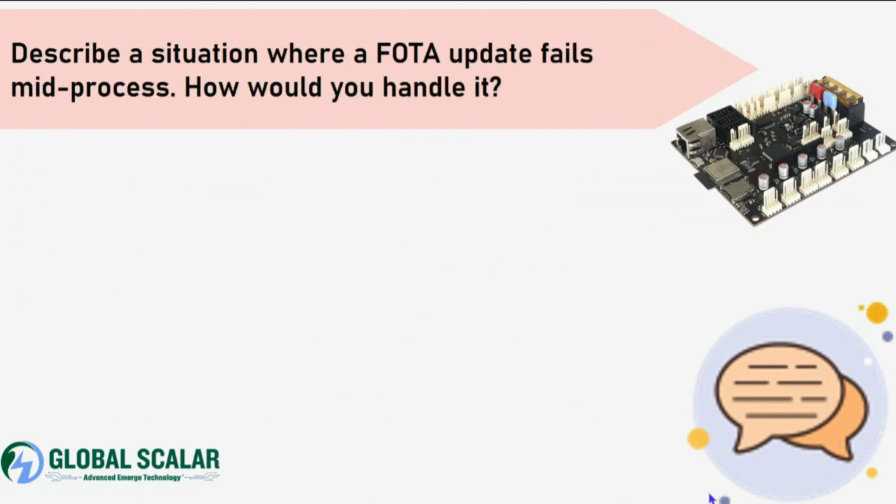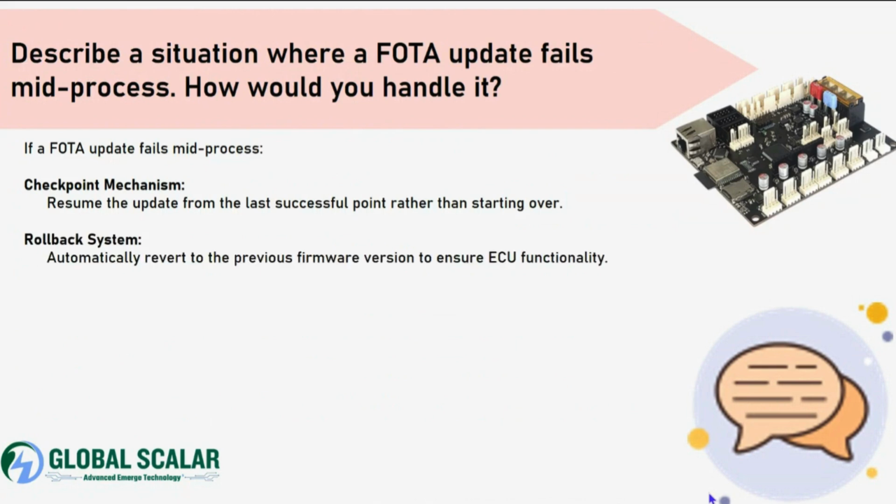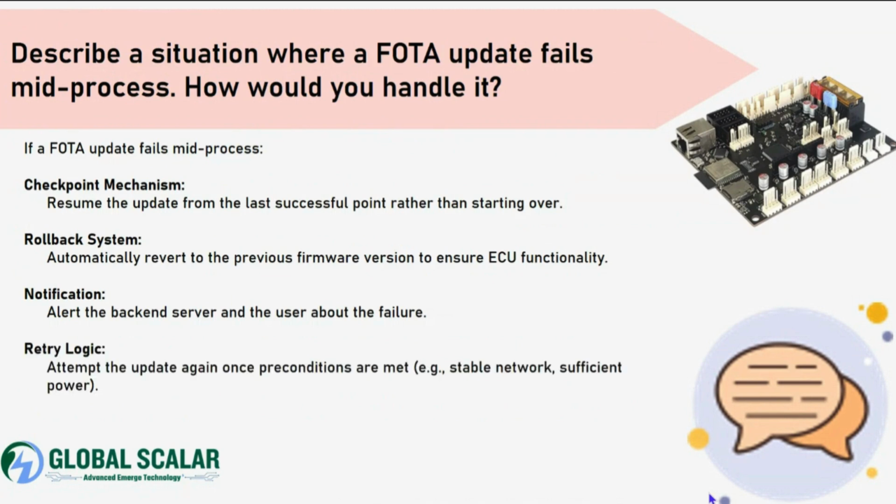Describe a situation where a FOTA update fails mid-process. How would you handle it? If a FOTA update fails mid-process, a checkpoint mechanism resumes the update from the last successful point rather than starting over. The rollback system automatically reverts to the previous firmware version to ensure ECU functionality. Alert the backend server and user about the failure, and attempt the update again once the preconditions are met, like a stable network or sufficient power.